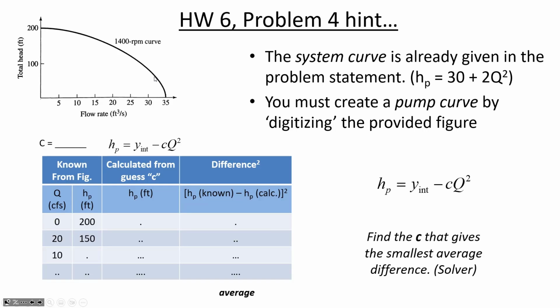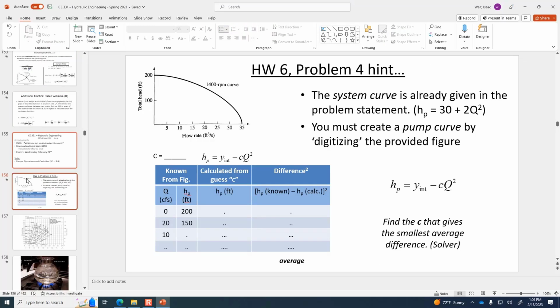By digitize, what I mean is, if you create a table in Excel where you say for a certain flow rate, what is the head that's being added. You can see, for example, I've said for a flow rate of 0, the head is 200. For a flow rate of 20 CFS, you can see the pump head is 150. My recommendation would be, instead of going all the way up to 20, maybe do it in increments of 5, 10, 15, and so on.